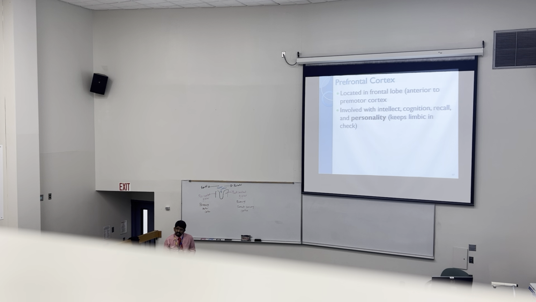The prefrontal cortex is in front of the motor cortex, the premotor cortex. This is what develops the most in childhood. When you're born, it's the smallest or most underdeveloped part. Our intellect, cognition, recall, and personality are all in the frontal lobe. So with injury to it, yes, it's true, people suffering from traumatic brain injuries or strokes, their personality can change, because the damage is there.